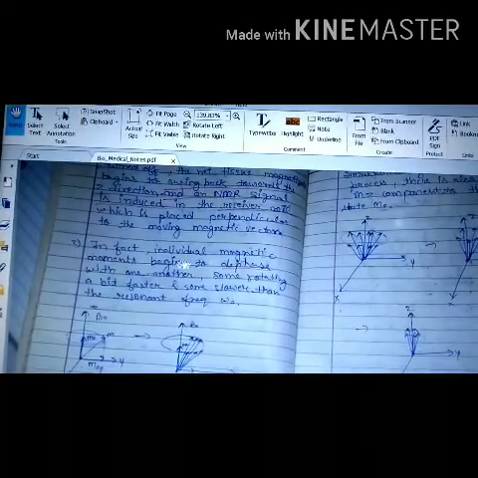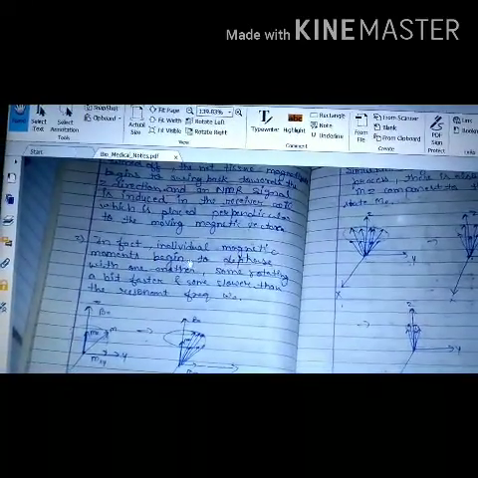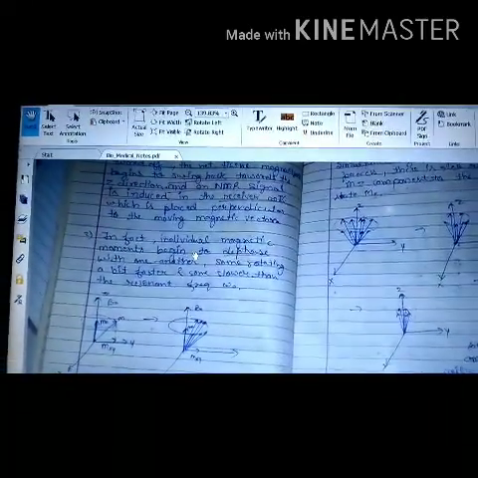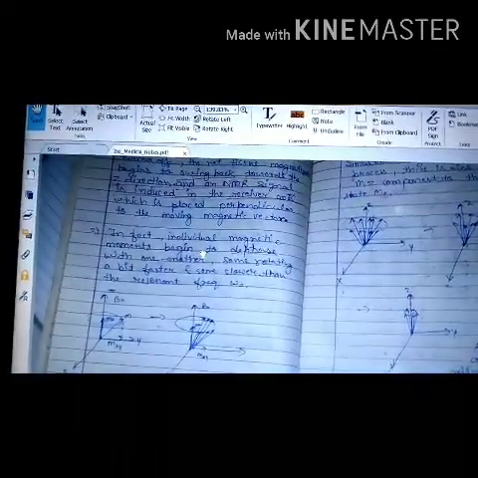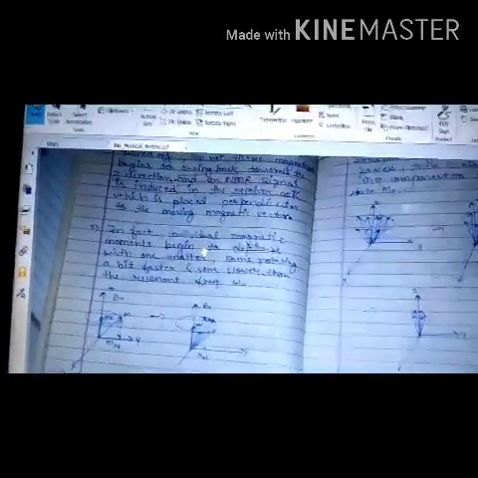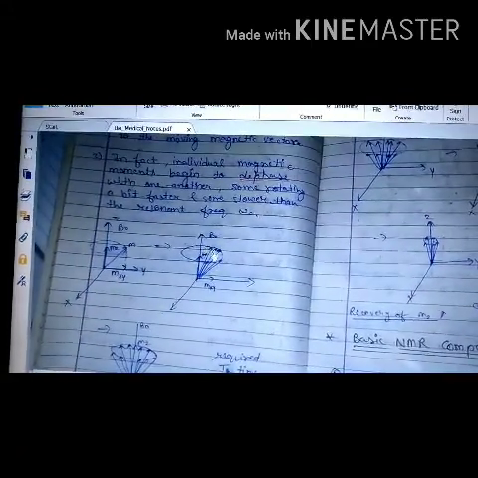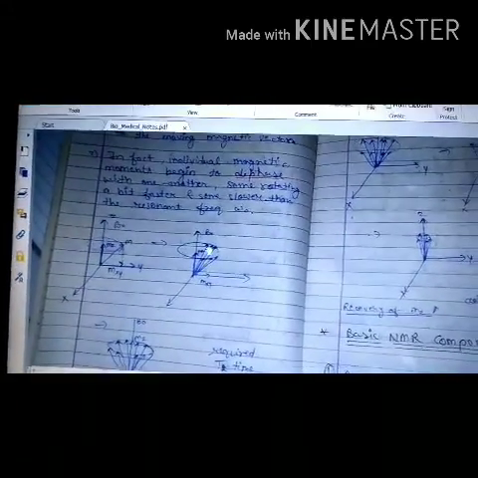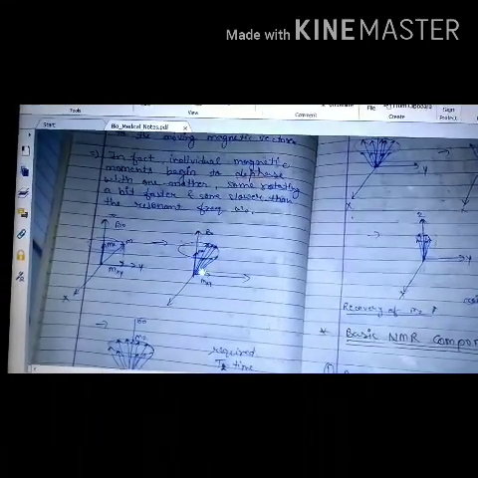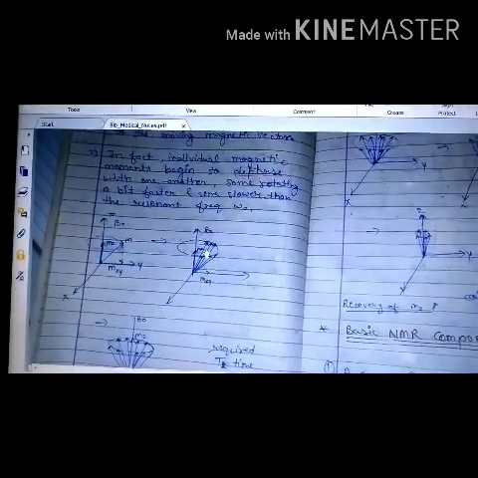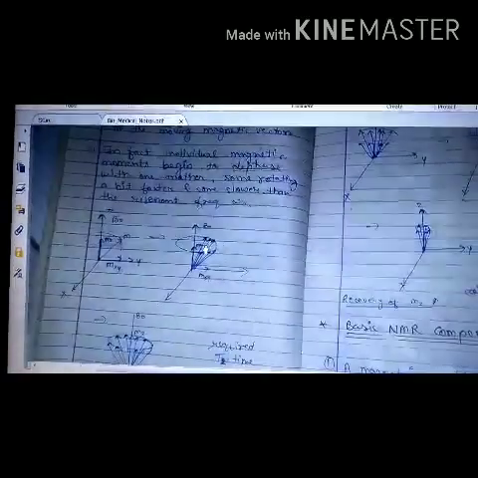So in fact, individual magnetic moments begin to dephase with one another, with some rotating a bit faster and some slower than the resonant frequency omega naught. Further, the movement of the individual magnetic moments is not the same, and some are lower and some are higher than the resonating frequency omega naught.